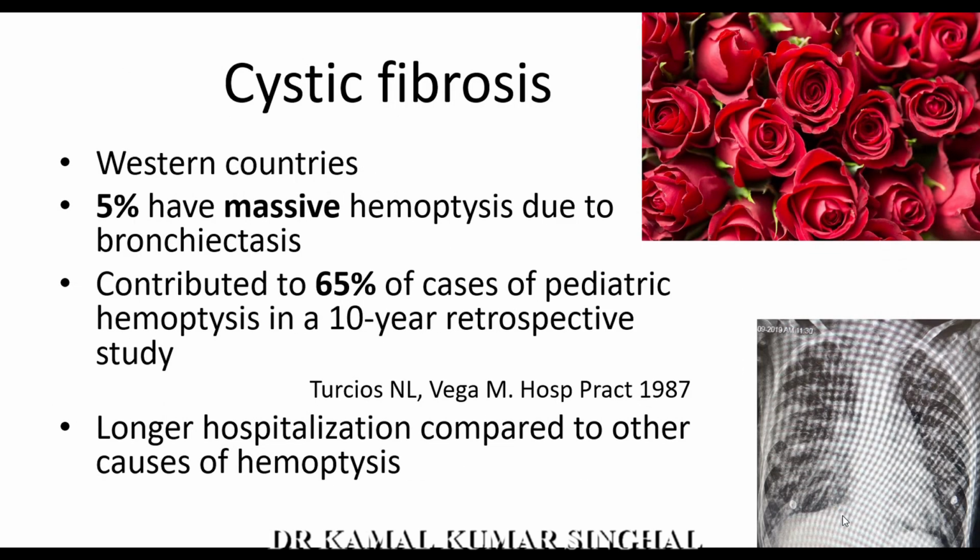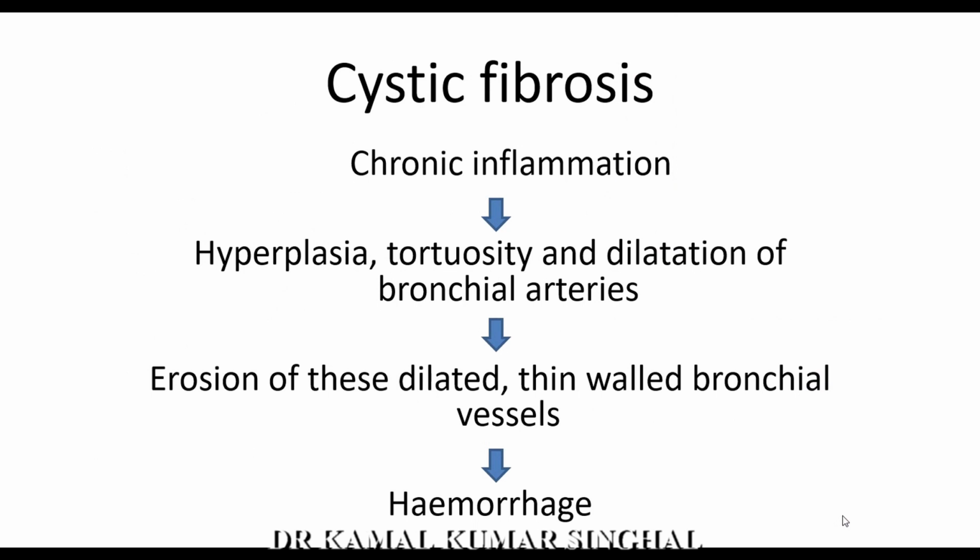Cystic fibrosis is very common in Western countries, and 5% of cystic fibrosis present as massive hemoptysis due to the underlying bronchiectasis. In one of the studies, it contributed to 65% cases of pediatric hemoptysis. In cystic fibrosis associated hemoptysis, the hospitalization is longer, and the reason is various comorbidities associated with cystic fibrosis. The underlying pathology is chronic inflammation, which results in hyperplasia, tortuosity, and dilatation of the bronchial arteries. This results in erosion of these dilated thin bronchial vessels, resulting in hemorrhage.